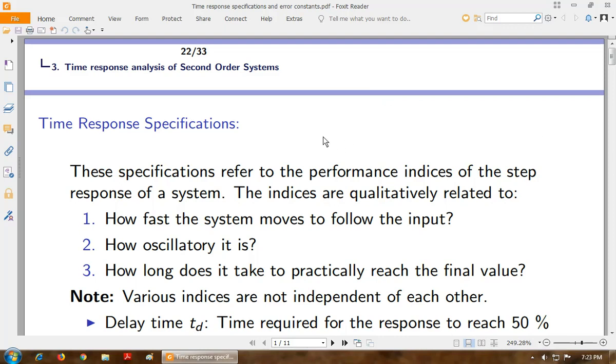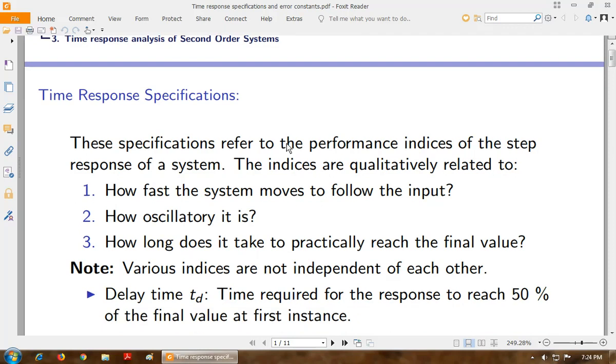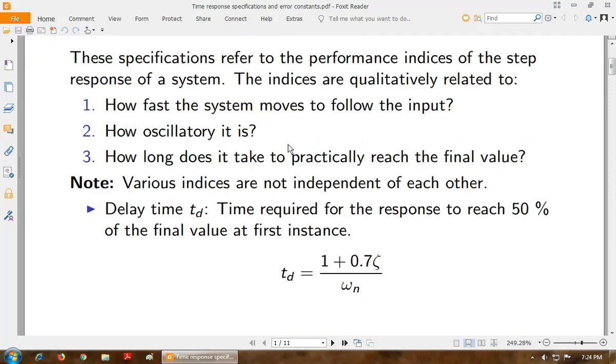In today's discussion, we include the time response specifications of a second order system and the corresponding error constants. As we know, the second order system response is split into two parts, that is the transient response and steady state response.